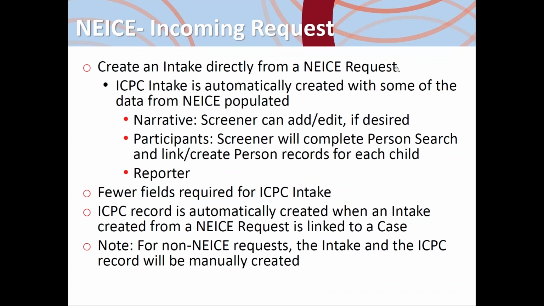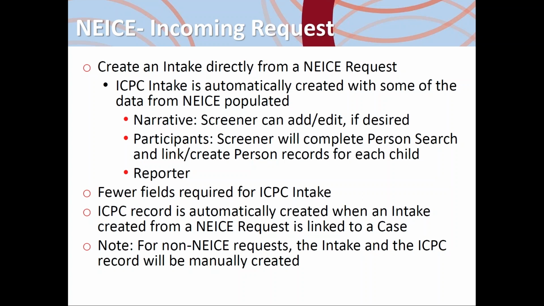So the ADCA is going to receive a notification when there is a new request that comes in from another state. So after going into NEICE and reviewing that request to, again, make sure it was sent to the correct county and that the required information is there, an intake can be created directly from the NEICE request. If there's missing information, you can send a communication back saying, hey, you're missing stuff, I can't process this until you send me these other things.